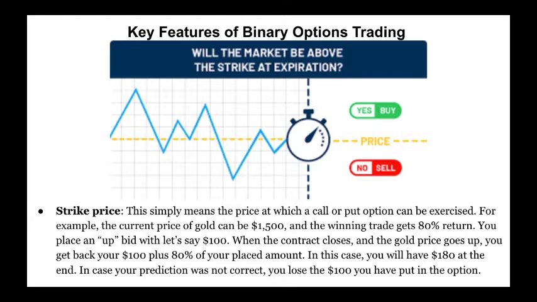You place an up bid expecting the price to go up, let's say with $100. When the contract closes and the gold price goes up, you get back your $100 plus 80% of the initial money you invested, which is the amount you placed for that deal. In this case, you will have $180 at the end of this transaction.